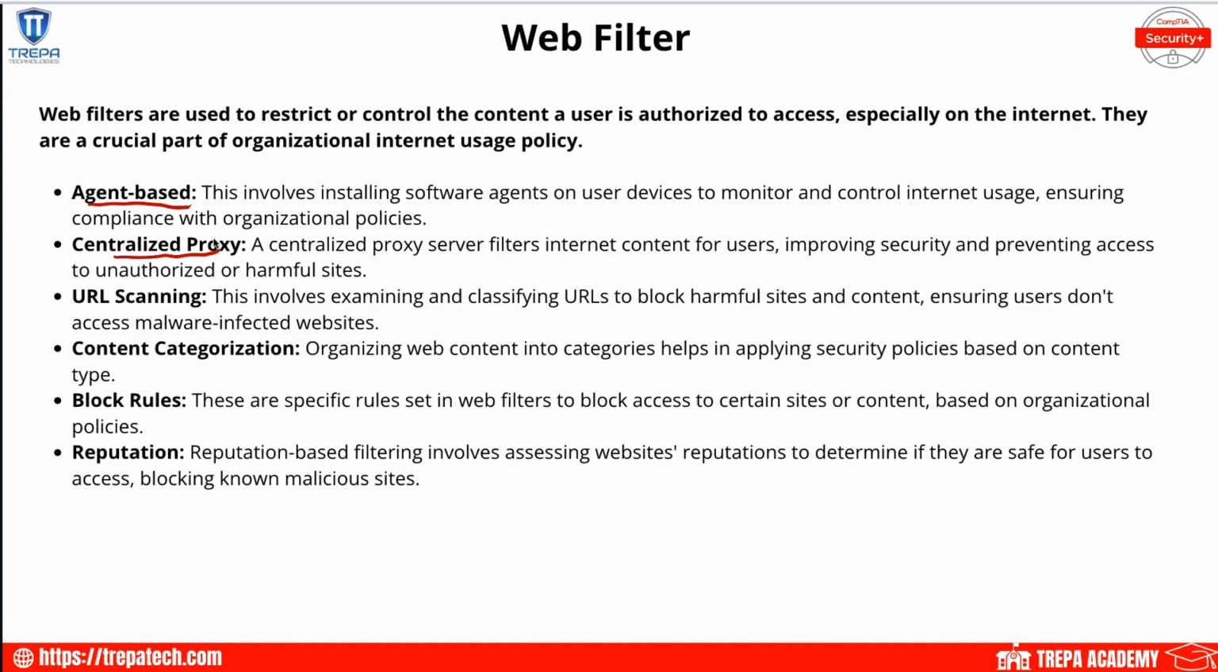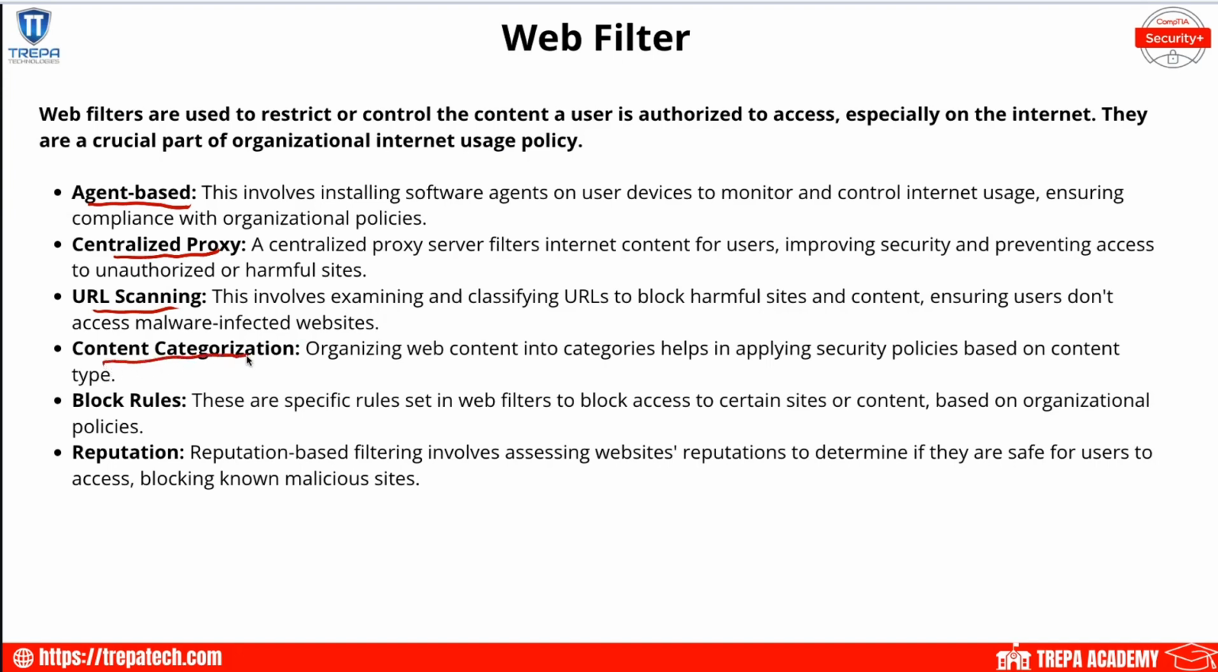We're doing content or web filtering there. We have URL scanning. This involves examining and classifying URLs to block harmful sites. This can be done at the firewall, on the proxy, or at the agent base on the host itself. A lot of times, we just integrate a domain blacklist into our URL scanning. It's like, hey, these are well-known domains that you shouldn't go to.